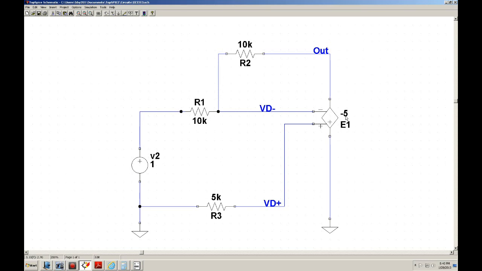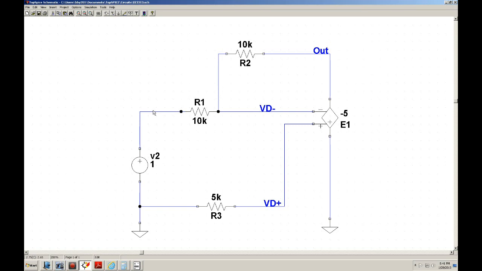So we have a 10K for R2, a 10K for R1, and we know that if the gain is very high, then the input impedance looking in is going to be 10K. Now this resistor R3 really doesn't have any bearing on it. It can actually go to ground, it can be any other impedance. It won't affect the value that it sees on the inverting side.